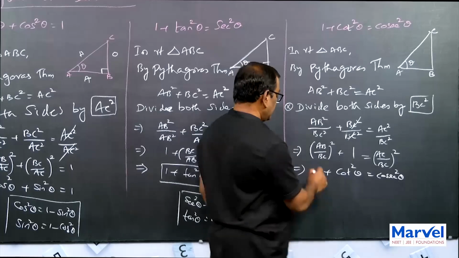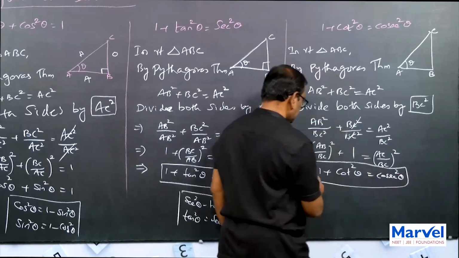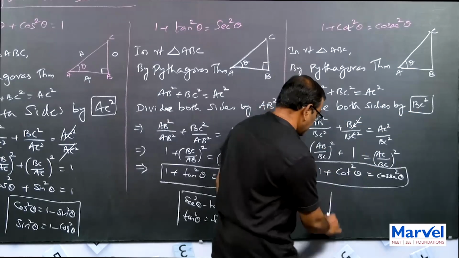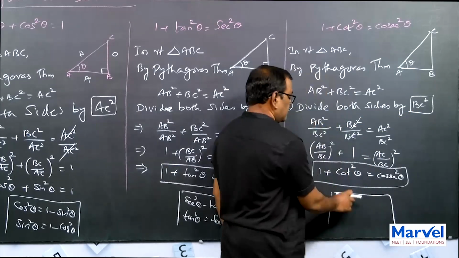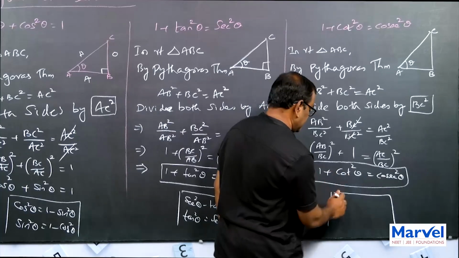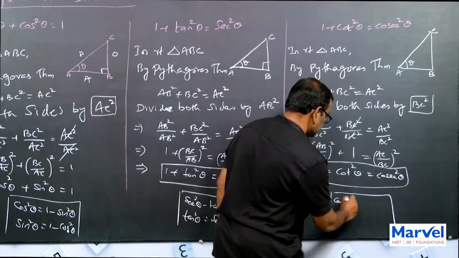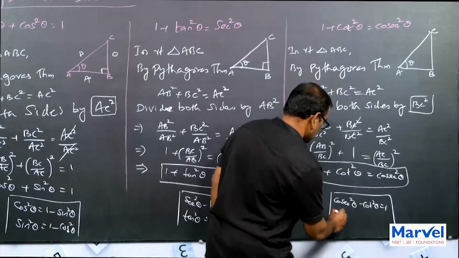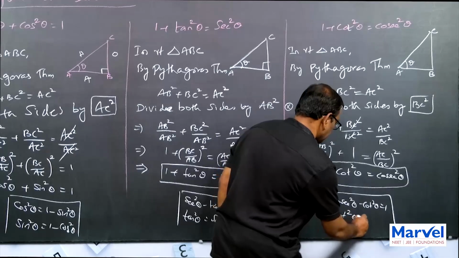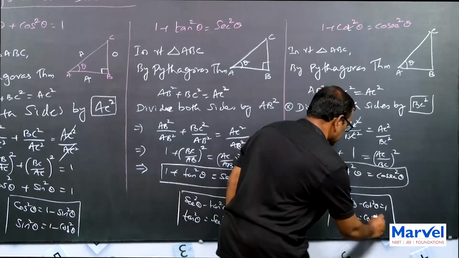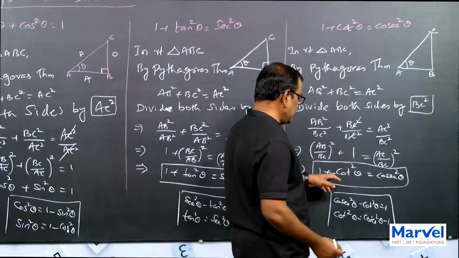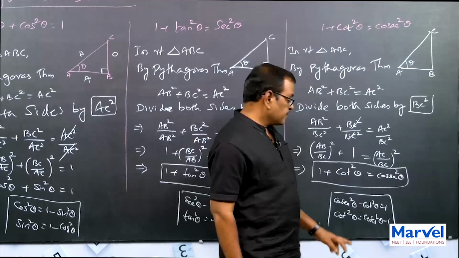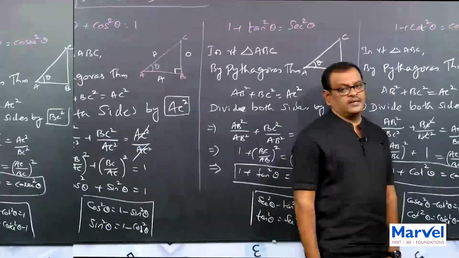So the third identity is proved by using Pythagoras theorem and dividing by BC square. And two important results are derived from this identity: cosecant square theta minus cot square theta equal to 1, and cot square theta equal to cosecant square theta minus 1. So for each identity you have two important results. These two results are useful for proving the trigonometric identities.